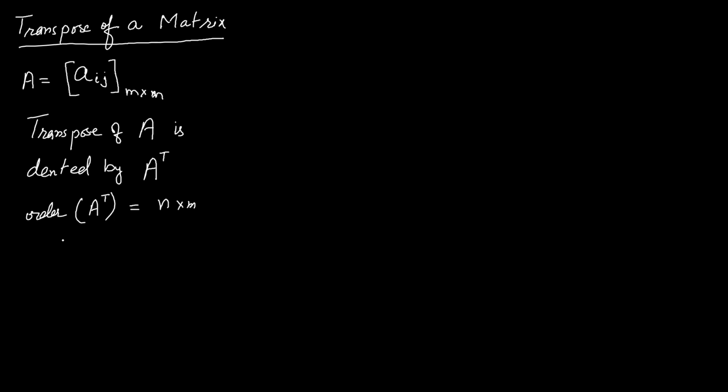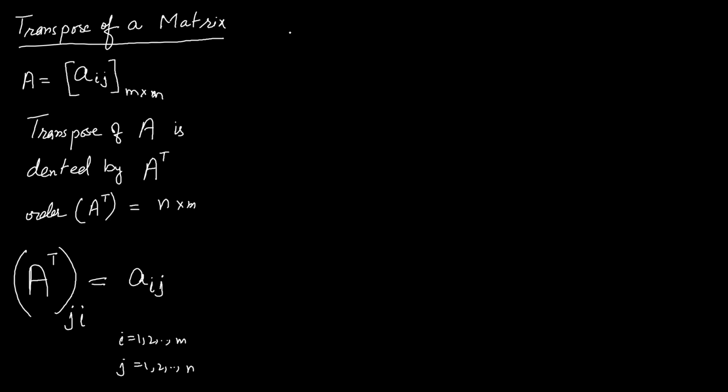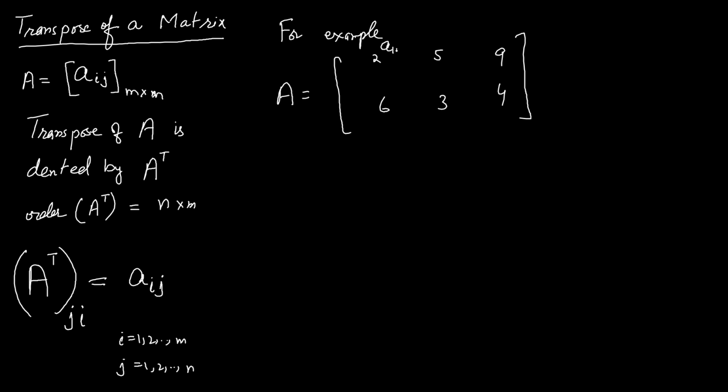Here is how we calculate the element at row j and column i of the transpose of A. It is equal to the element at row i and column j of the matrix A. For example, we have A equal to this matrix having order of 2 rows and 3 columns. It is A11, A12, A13, and the second row's elements are A21, A22 and A23. Let us find the elements of the transpose of A.